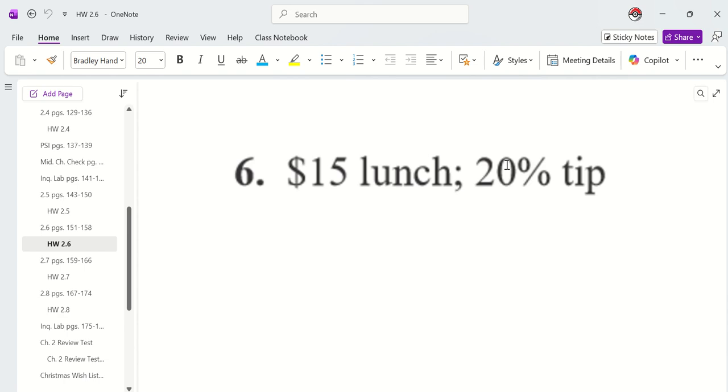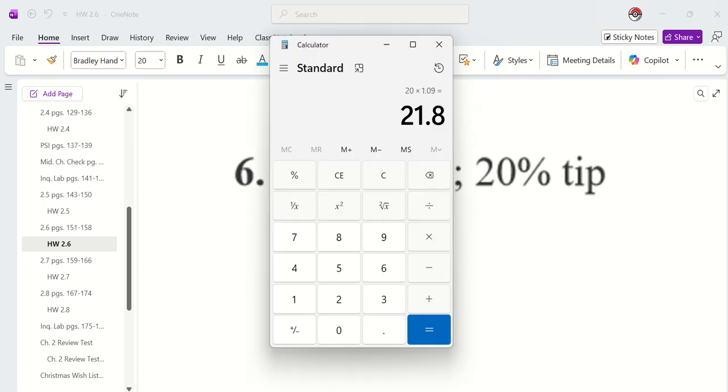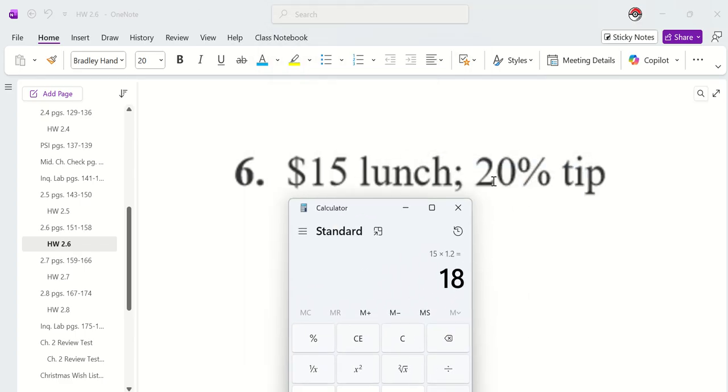1.2. The 0 does fall off. You can put 1.20, but at the end of a decimal, any zeros at the end just get chopped off. So what I would do here is just do $15. Always clear your calculator. 15 times 1.2. That means if I'm doing $15 lunch with a 20% tip, my whole bill is $18. If you want to use mental math, how much did they leave for tip? You just take that 18 minus 15 from it. How much did they leave? $3. They left a $3 tip. $3 was 20% of the price.